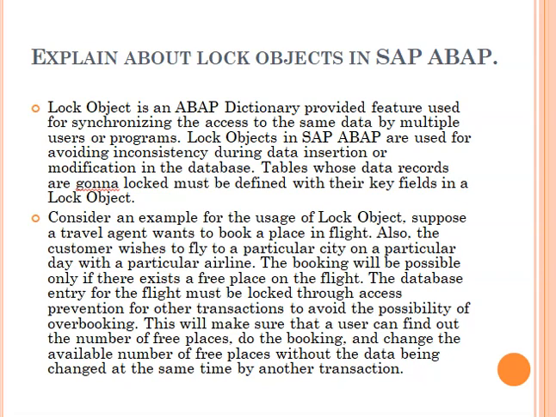The database entry for the flight must be logged, through access prevention for other transactions, to avoid the possibility of overbooking. This will make sure that a user can find out the number of free places, do the booking, and change the available number of free places without the data being changed at the same time by another transaction.